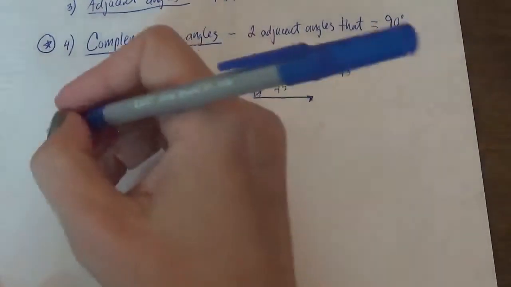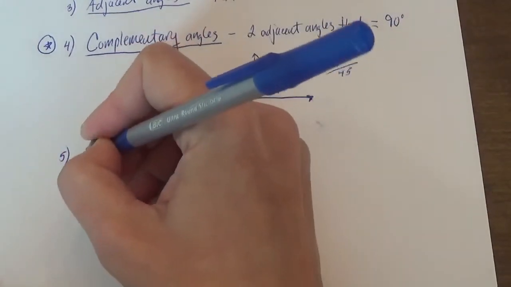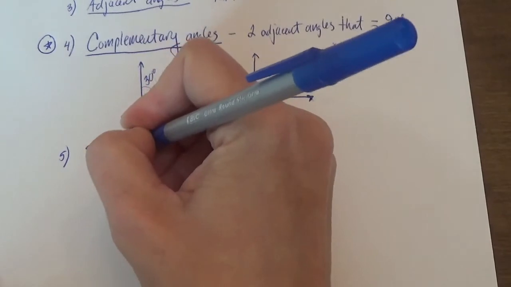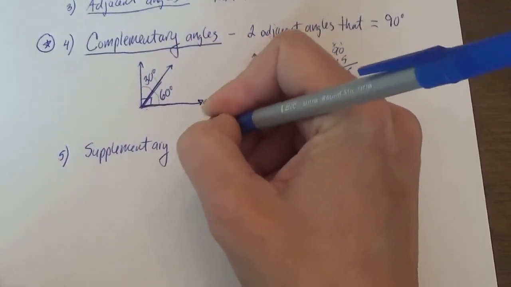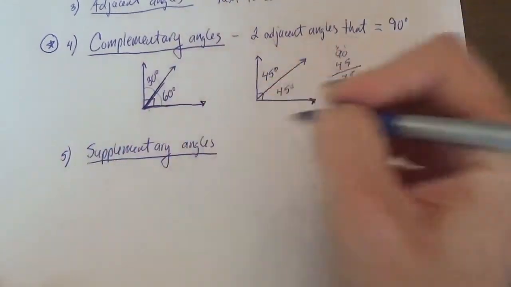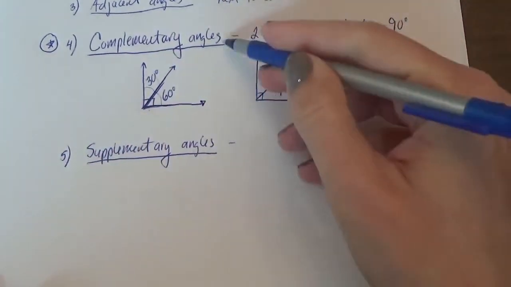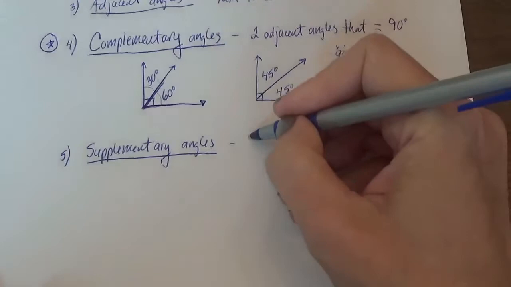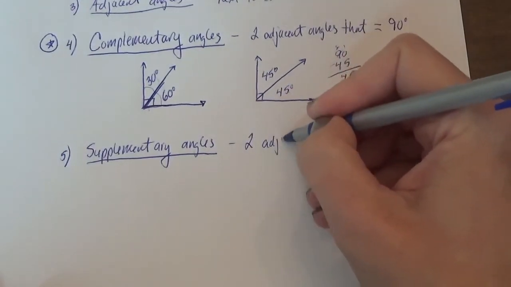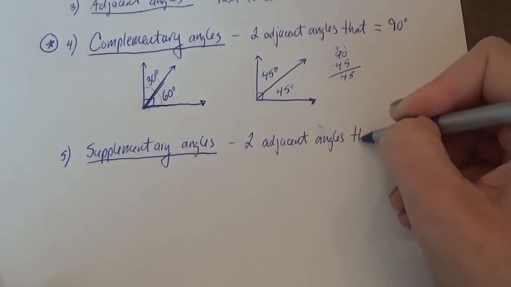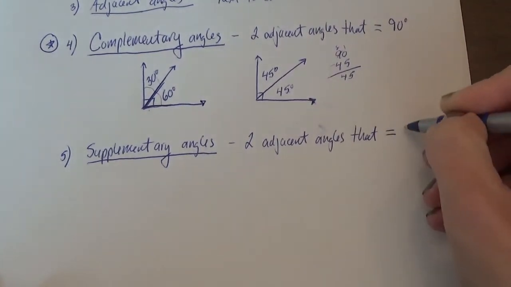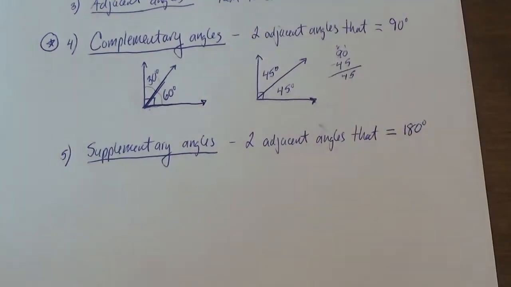All right, last one. Supplementary angles. And it's very similar to this one, it just has a different number. It's going to be two adjacent angles that equal 180 this time.